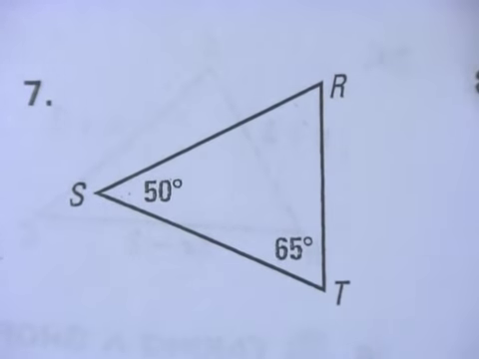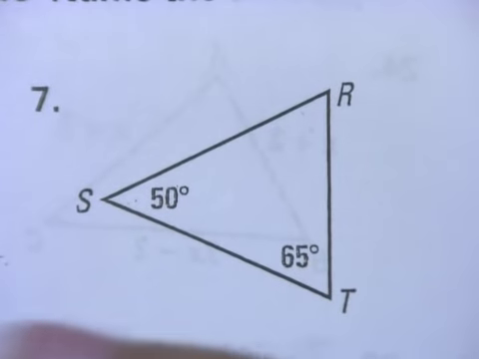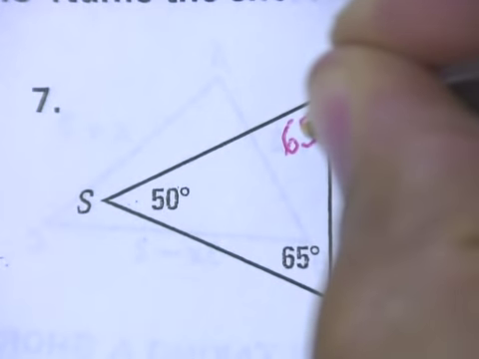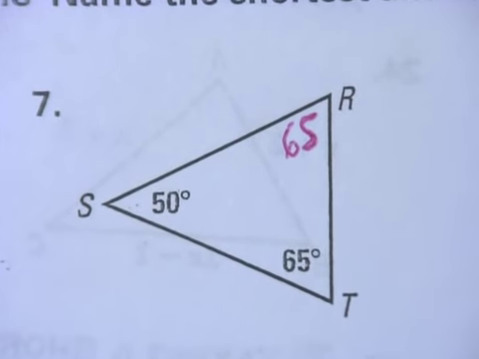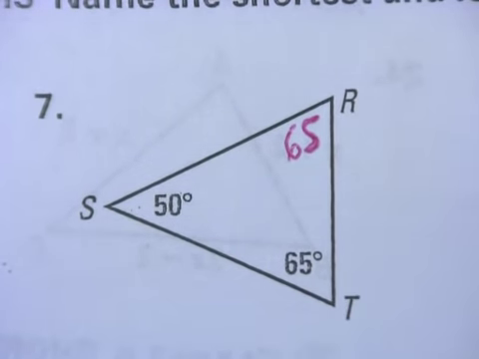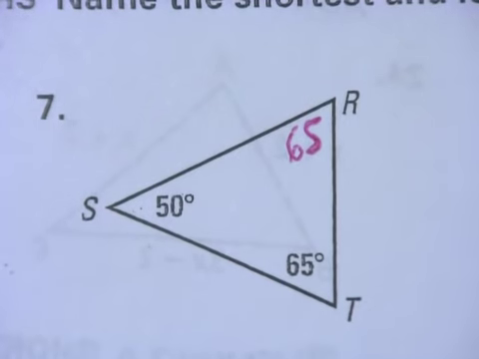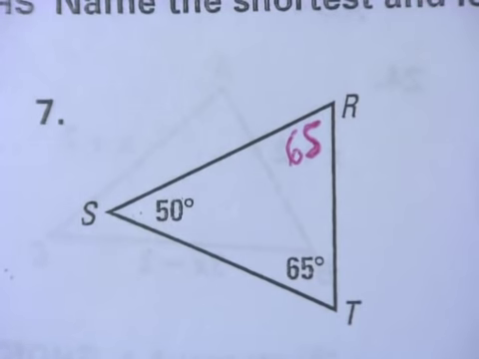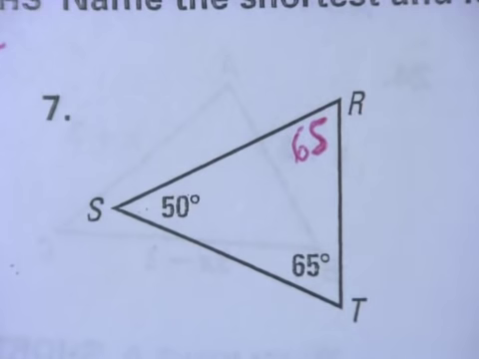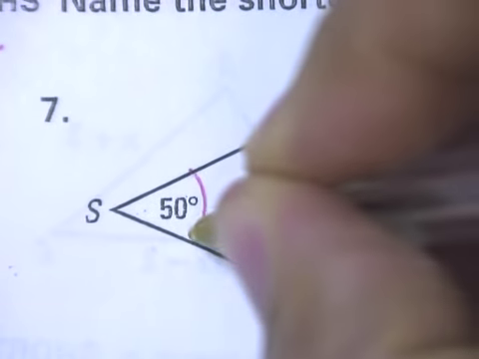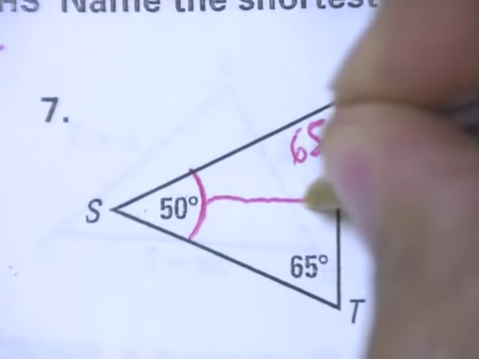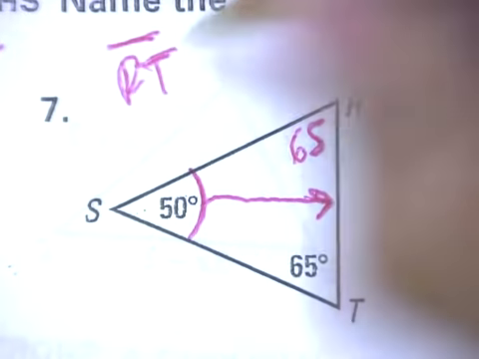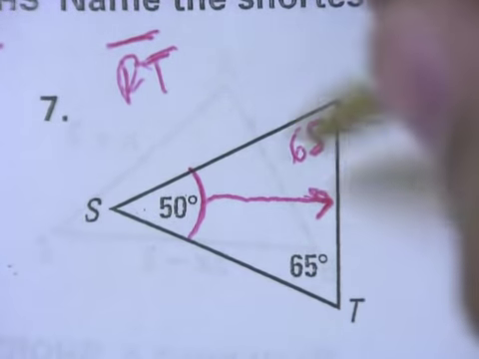Let's take a look at number 7. Again, I have a missing angle. I find that the missing angle is going to be 65 degrees. And you should notice right away that that is an isosceles triangle, which means that 2 of the sides are going to be congruent. Now, this is a good example to explore this a little bit further. Let's find the smallest side. Well, S is my smallest angle, and it's coming straight out, so RT is going to be my smallest side. So segment RT is my smallest side.